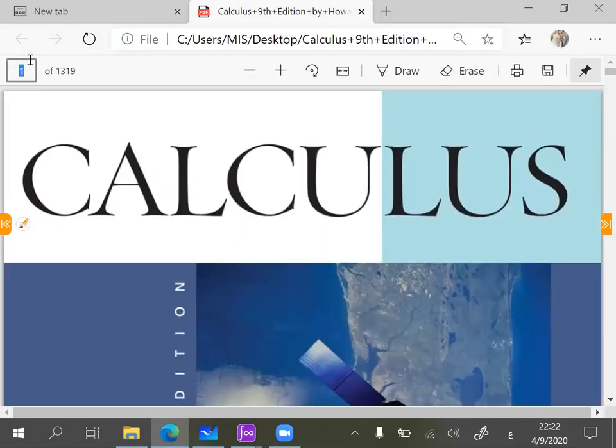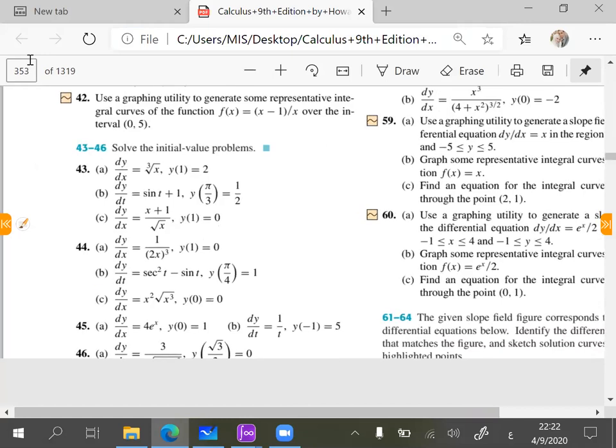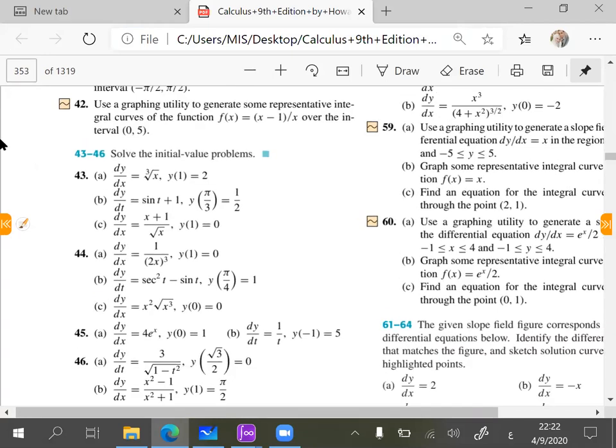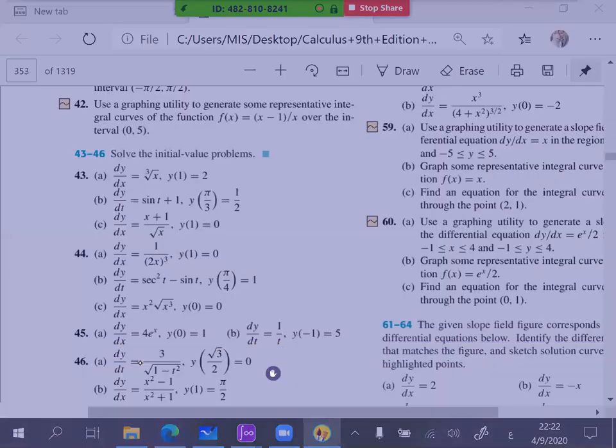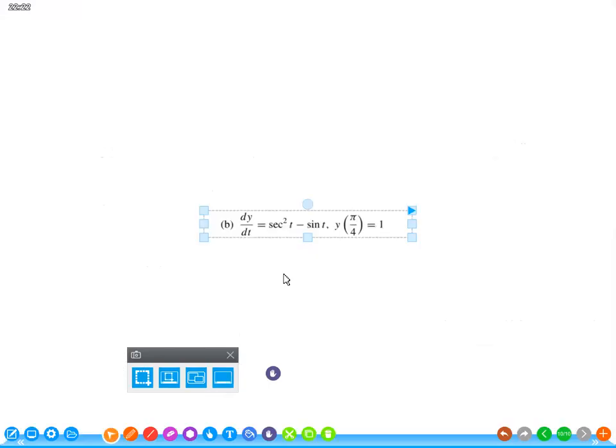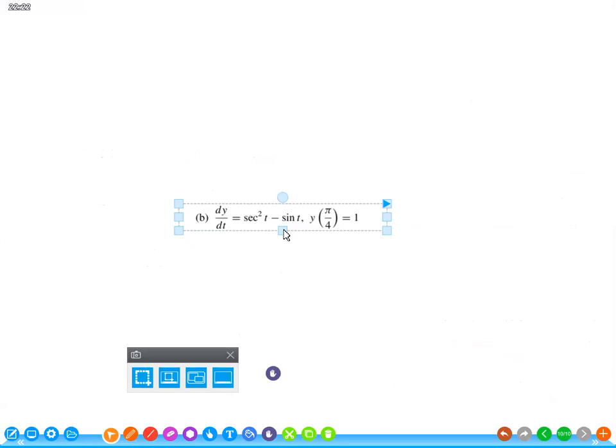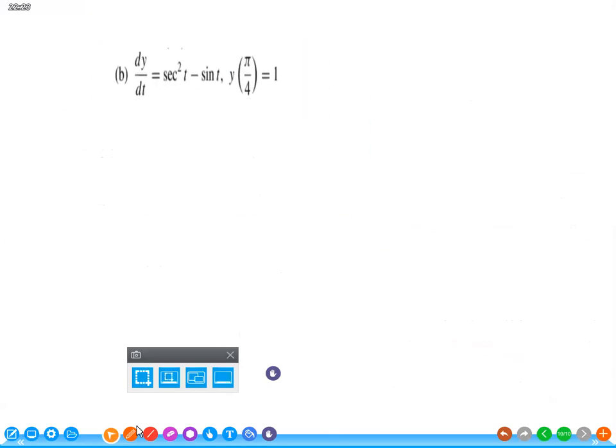What is the page? 353. I will take one for a trigonometric function to be easy also for them. Let me take here. Again, this is called a differential equation of order 1. I want to separate, step 1: dy equals secant squared t minus sine t, all dt.